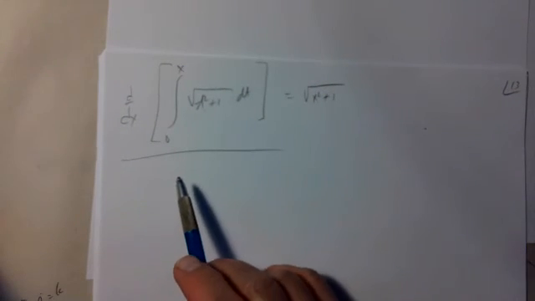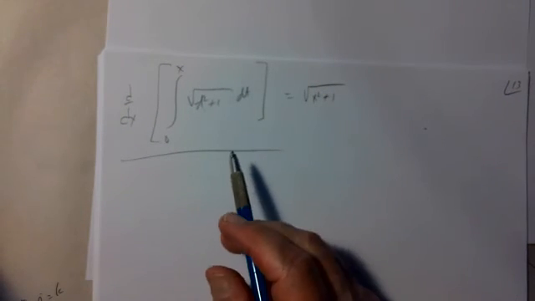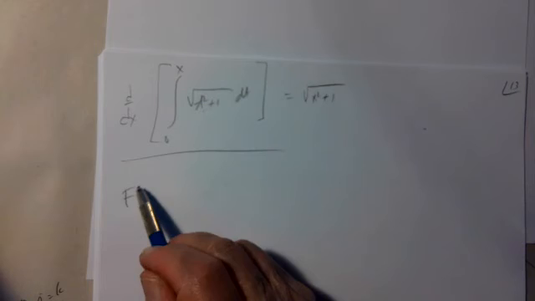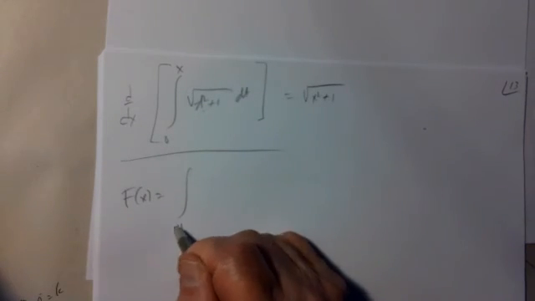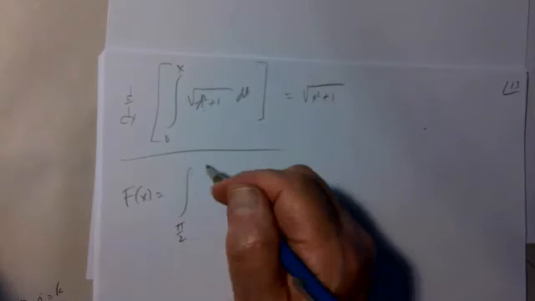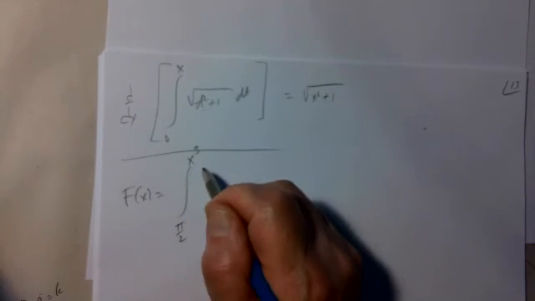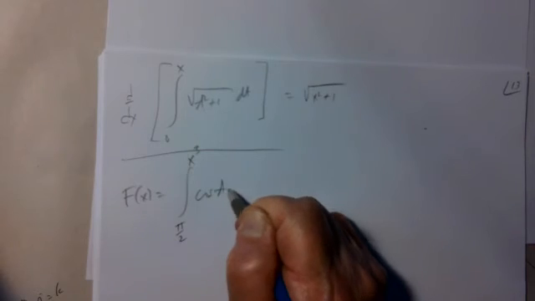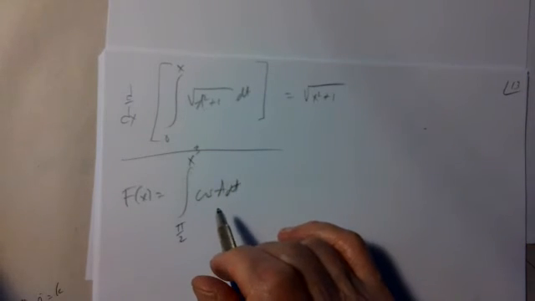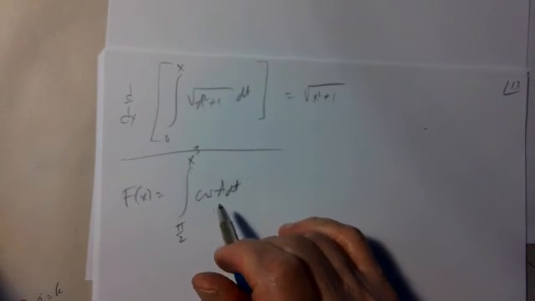And what is a little bit complicated is to try to do something like this. Suppose you have the function capital F of x defined as the integral from pi over 2, but not to x, but to x cubed, of cosine t dt. And we want to find the derivative.